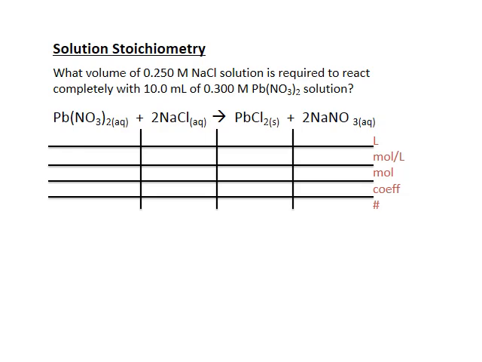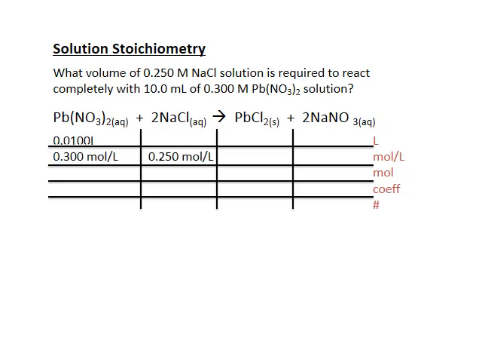Okay, so let's do a stoichiometry problem. They're not too intimidating here. I've kind of got the labels on the right-hand side. I've got liters in the top row, moles per liter in the second row, moles in the third row, and then, as always, the coefficient and magic number in the next two rows. So I've got a 0.25 mole per liter sodium chloride solution, and it's reacting completely with a 10 milliliter amount of the 0.3 molar lead nitrate solution. So I'm going to start out by putting those numbers on the table.